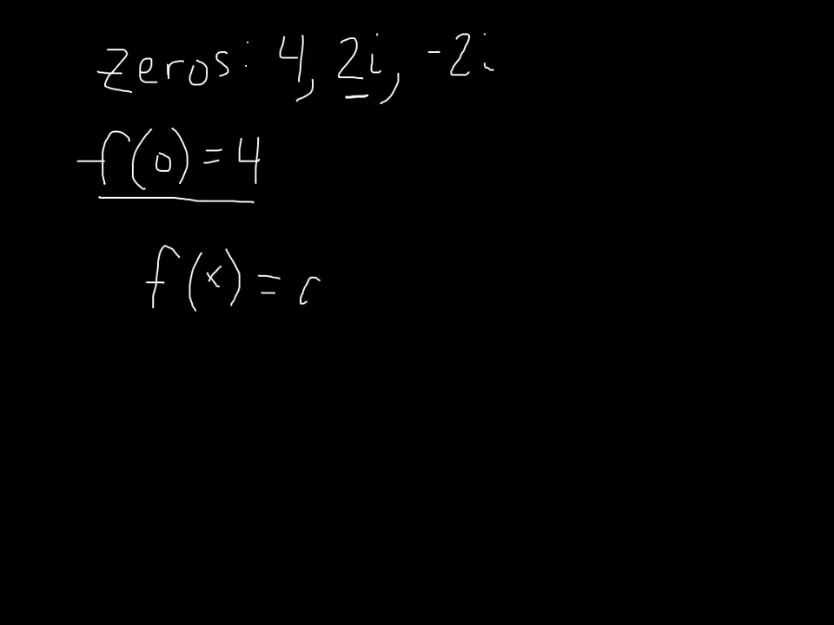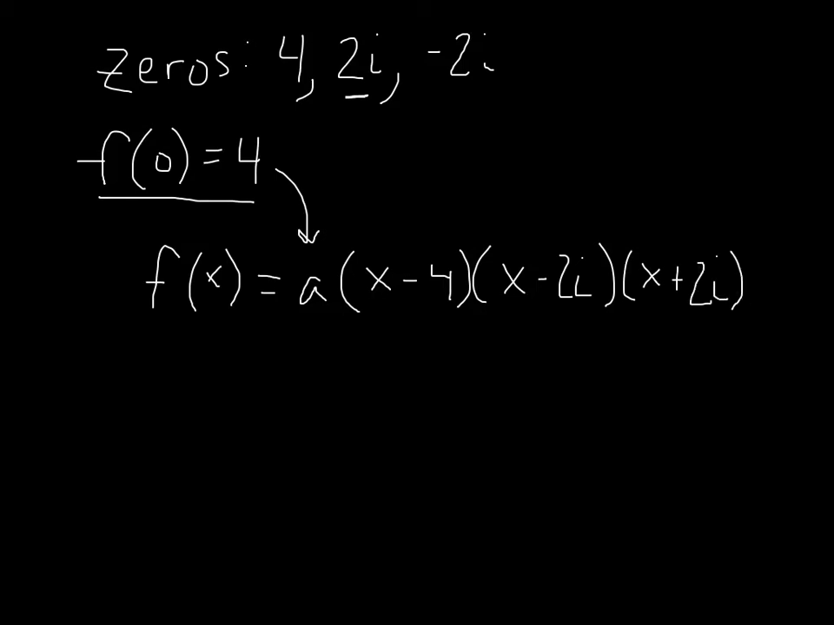equals a. This is directly tied to this, so we can find what that constant is going to be in the end. And then you write your zeros as factors. x minus 4, x minus 2i, x plus 2i. This is the initial setup.